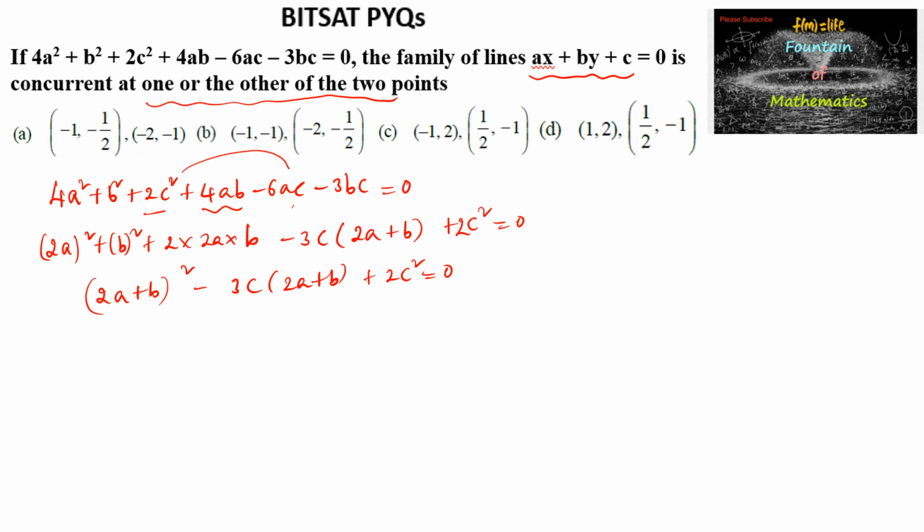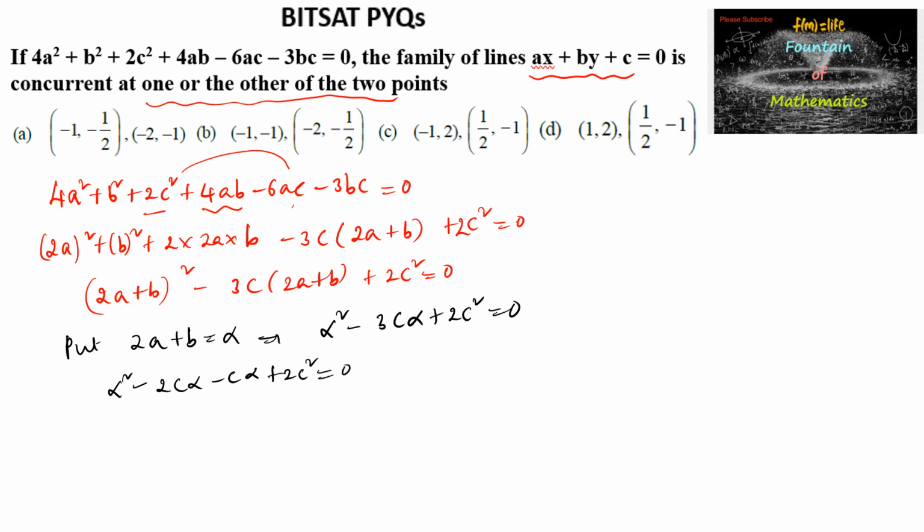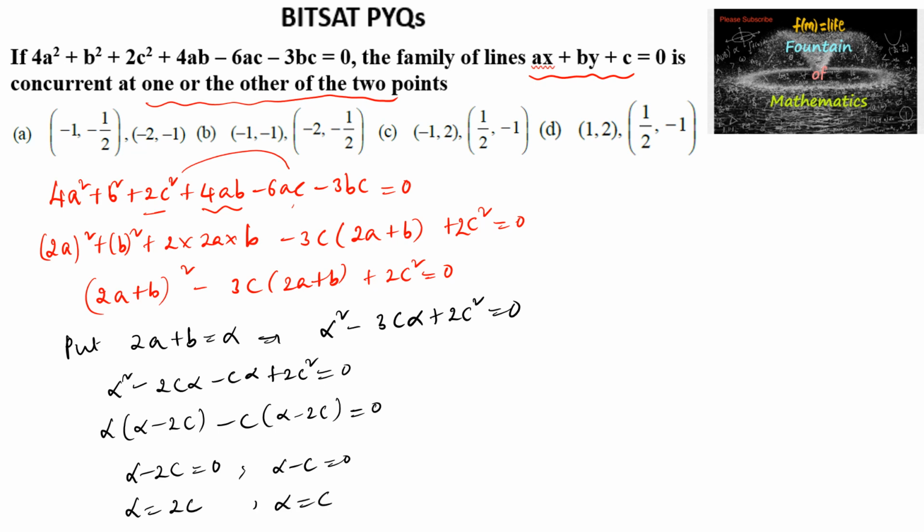So let us consider 2a plus b is equal to alpha, which implies alpha square minus 3c alpha plus 2c square is equal to 0. On factorization we can write alpha square minus 2c alpha minus c alpha plus 2c square is equal to 0. So alpha taken common, alpha minus 2c, minus c taken common, alpha minus 2c is equal to 0. So alpha minus 2c is equal to 0 and alpha minus c is equal to 0. So alpha is equal to 2c, or alpha is equal to c.